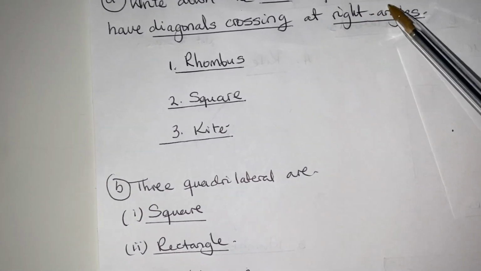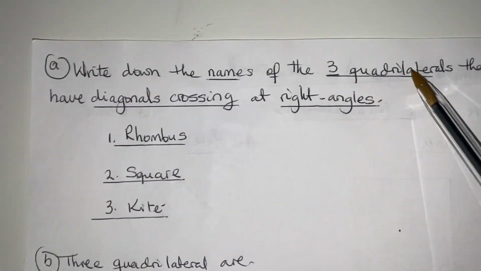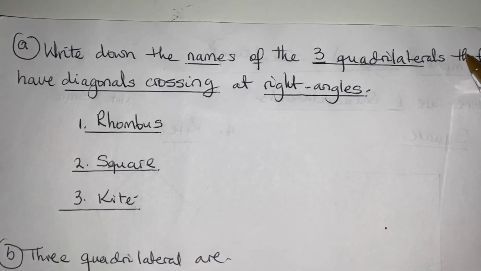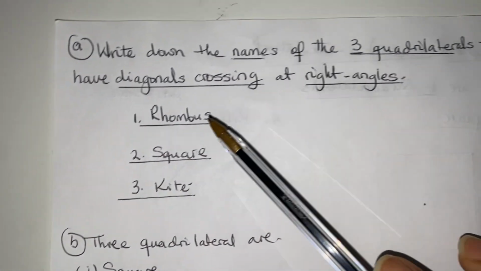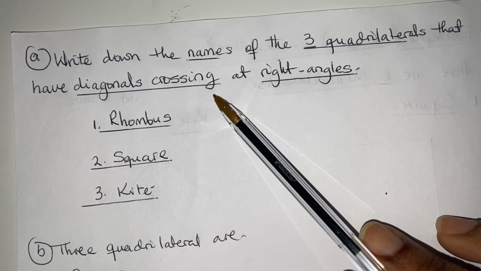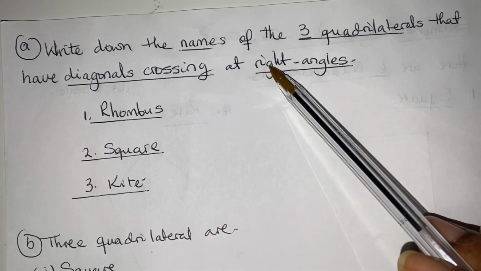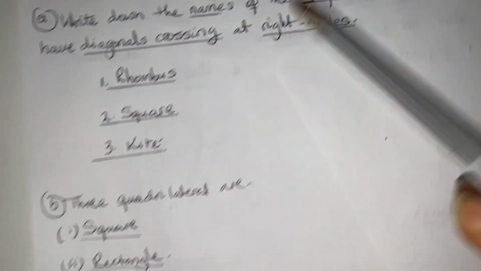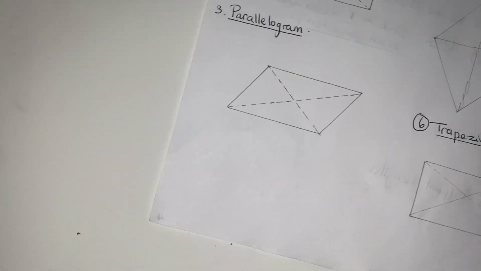Now the question here is, write down the names of 3 quadrilaterals that have diagonals crossing at right angles. So the first one is the rhombus. Look at the rhombus here.